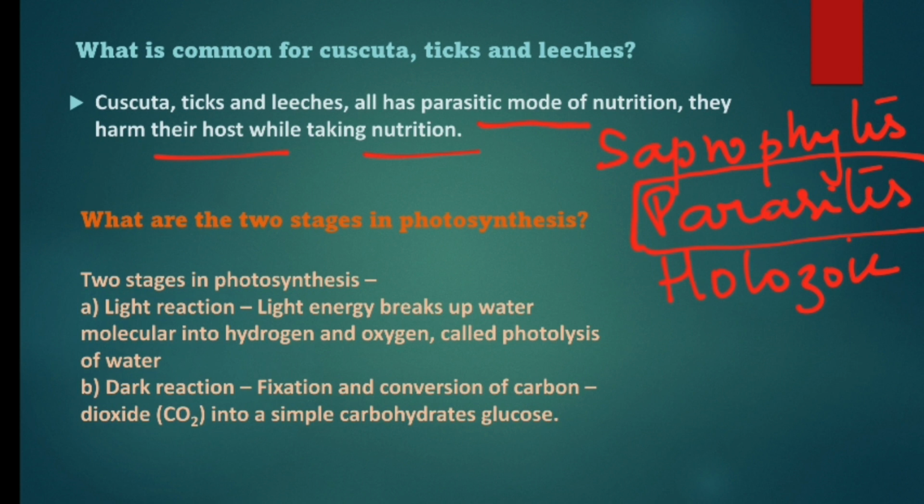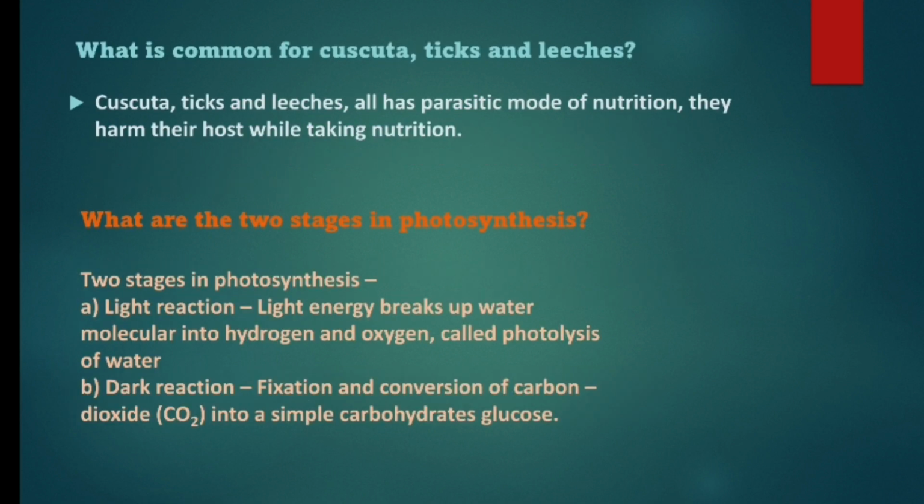Now, what are the two stages in photosynthesis? One is light reaction and the other one is dark reaction. In light reaction, light energy breaks up water molecules into hydrogen and oxygen, called photolysis of water, because this breaking or splitting of the water molecules takes place in the presence of light.